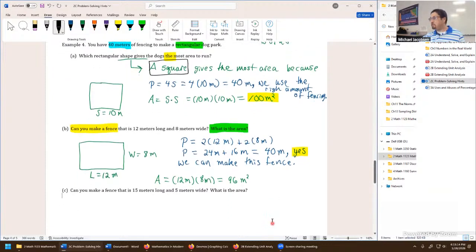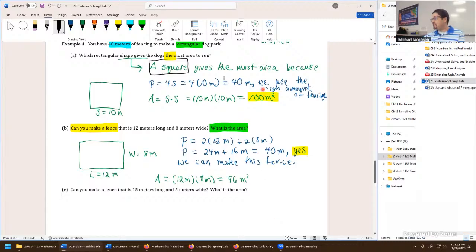Okay, just to get another verification that this really is the square giving the most area, and this is like the work below that shows that makes sense. Let's see if we try a different shape. We're going to go 15 meters long, 5 meters wide, to see if that can possibly improve our area.